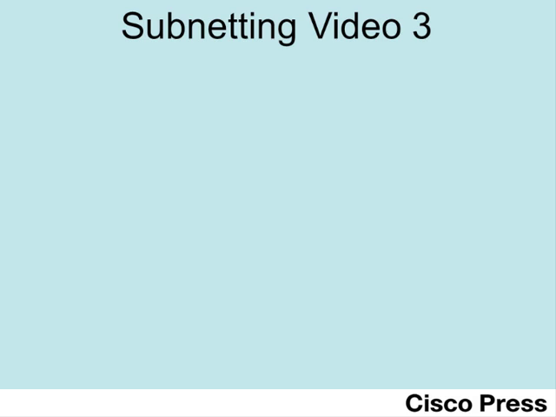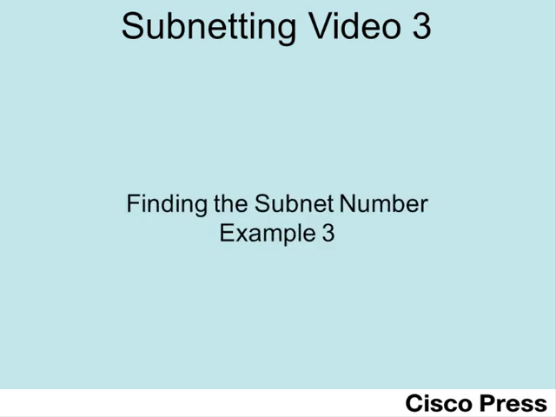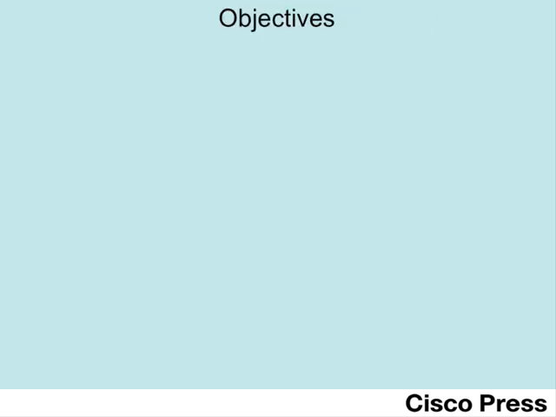Hello and welcome to Subnetting Video 3, which is the third video about how to find the subnet number. This video uses as an example IP address 192.168.1.150 with mask 255.255.255.240.